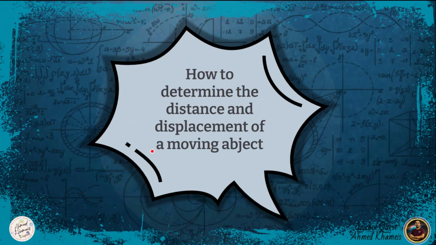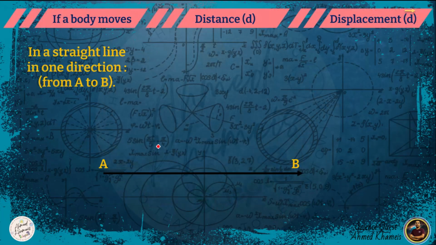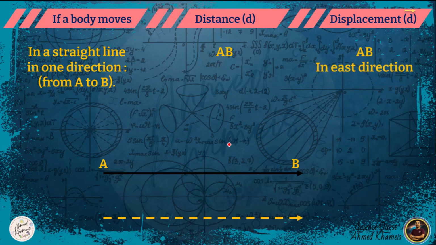So how can we determine the distance and displacement of a moving object? If the body moves in a certain direction from A to B, the distance will equal the length of AB, and the displacement also will equal the distance, or the length from A to B, but in the east direction, because displacement is a vector and it has to have a magnitude and direction.